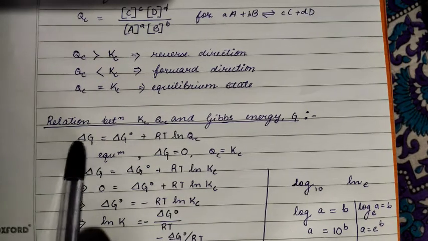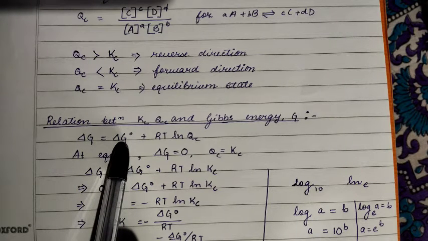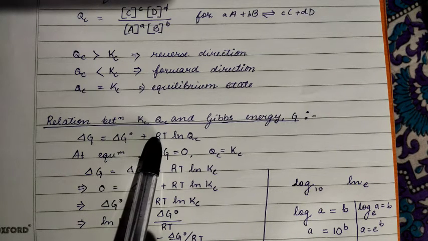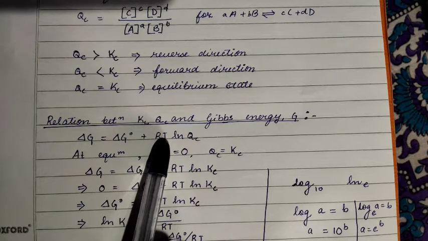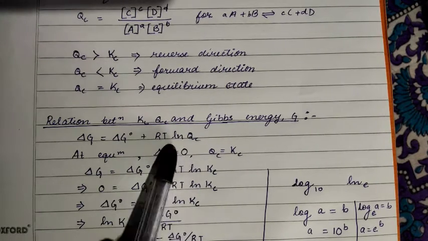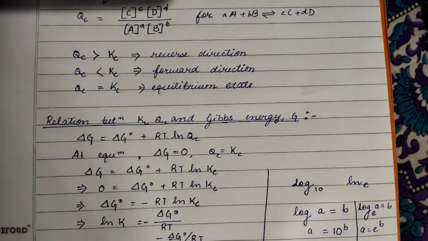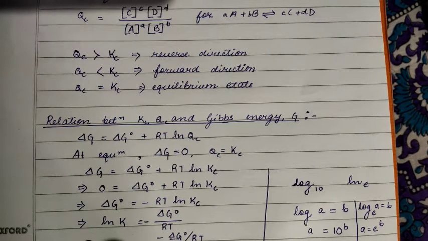So delta G is what? It gives free energy. Delta G naught means standard Gibbs free energy, R means gas constant, T means temperature, ln Q, where QC is the reaction quotient and ln is the natural log. This is a function like the plus, minus, division, multiplication we used to do, right? In higher classes you will get more than that. Some calculations cannot be done just by using plus or multiplication.